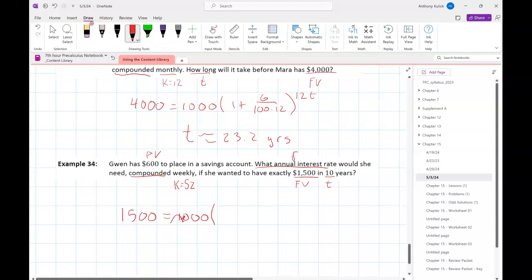Try reading the problem. Come on. Some days I just want to throw this stupid OneNote through the... Anyway, sorry, I'm getting off topic here.